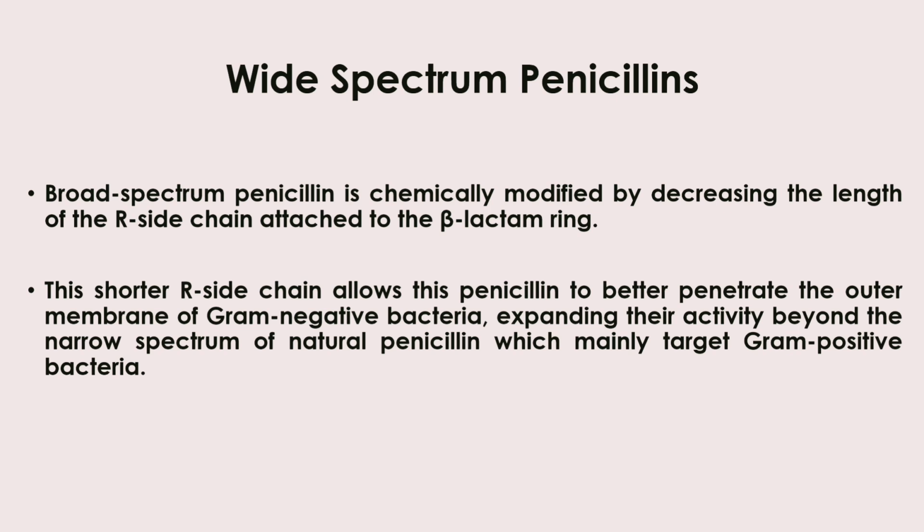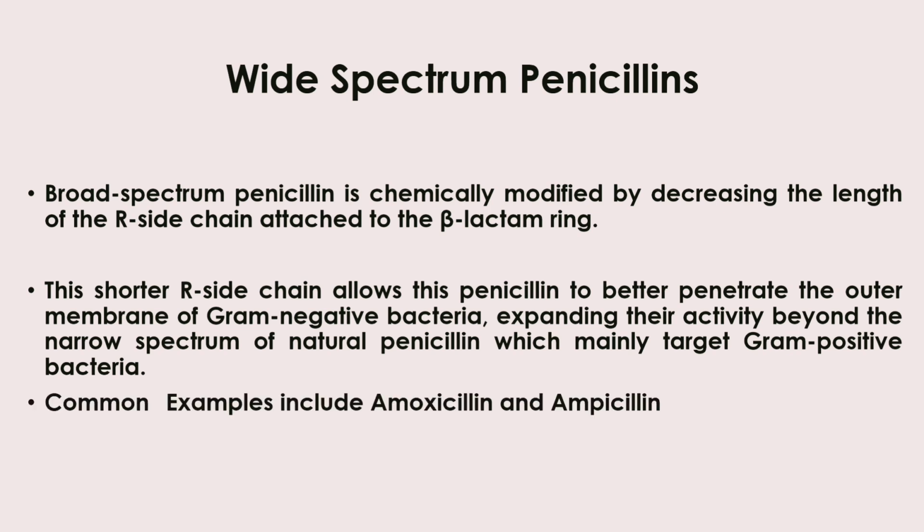If we chemically modify the natural penicillins, penicillin G and penicillin V, by reducing the R side chain, we can enhance their spectrum against the gram negative bacteria, which natural penicillins don't have. Common examples of the wide spectrum penicillins include amoxicillin and ampicillin.